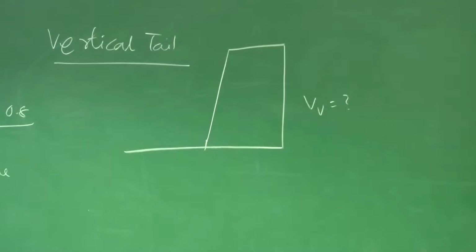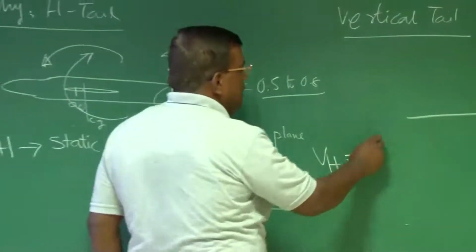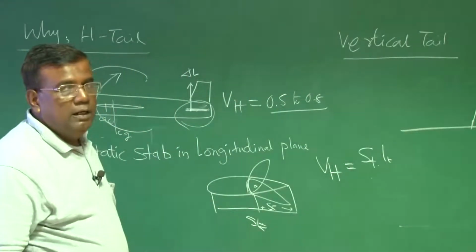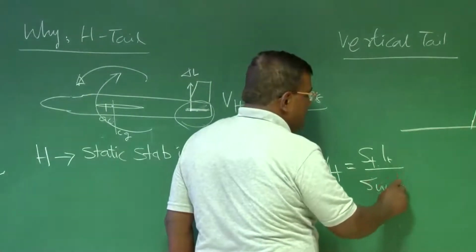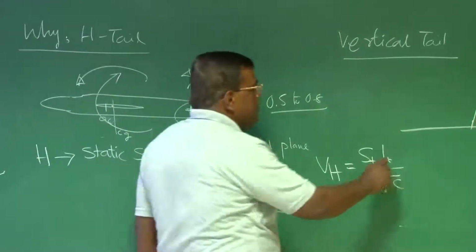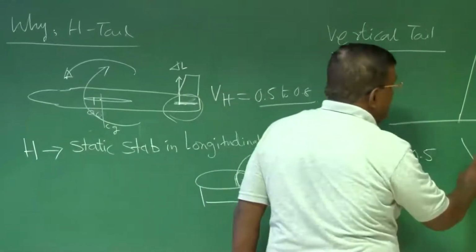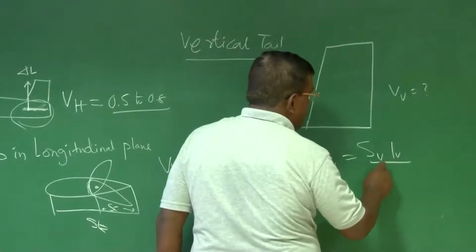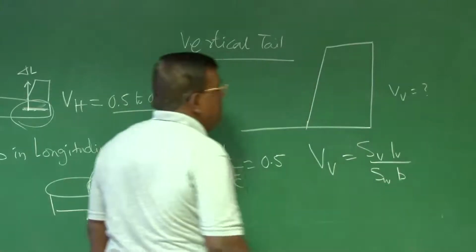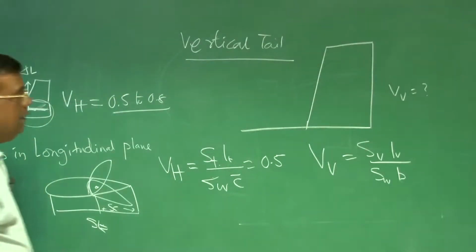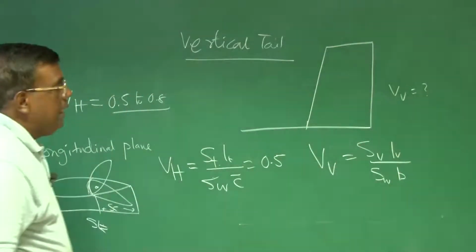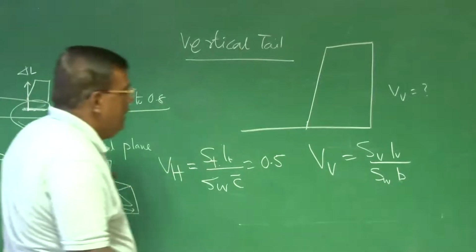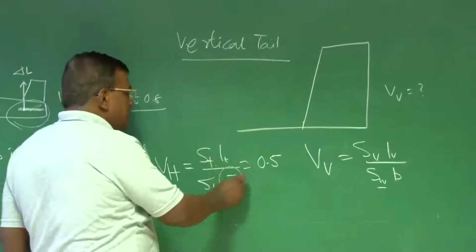The only difference is, when I see VH, the horizontal tail volume ratio, it is ST, the area of the horizontal tail, times LT, the distance from the aerodynamic center of the tail to the CG of the airplane, divided by S wing times C bar. So a typical value, let's say, 0.5. When I try to see the number for vertical tail volume ratio, it is S vertical times L vertical, divided by S wing times span of the wing. You can assume that LT and LV, the location of the aerodynamic center of the vertical tail from CG, are almost the same. S wing is anyway the same. The major difference is C bar and B.